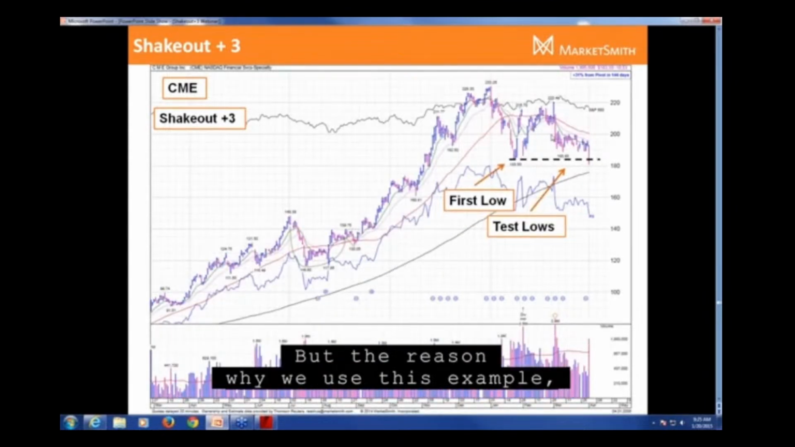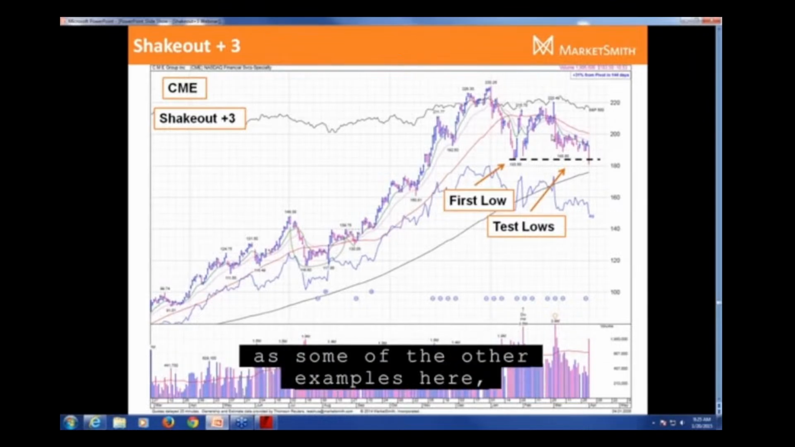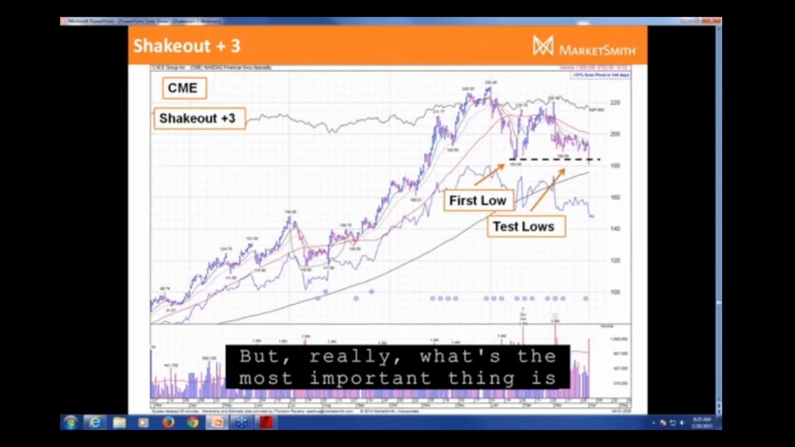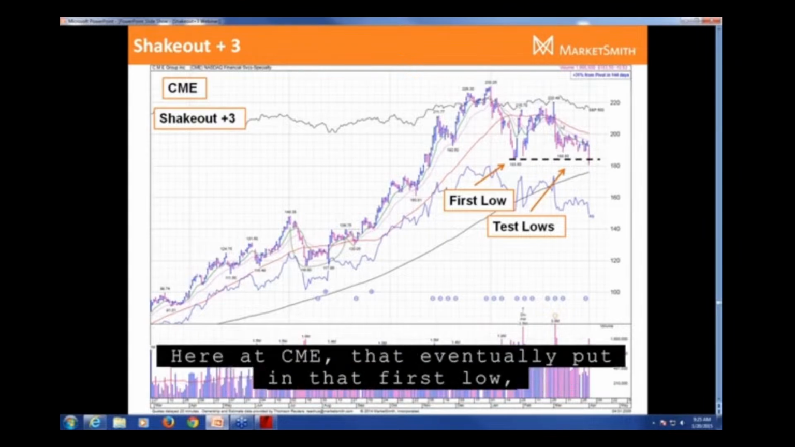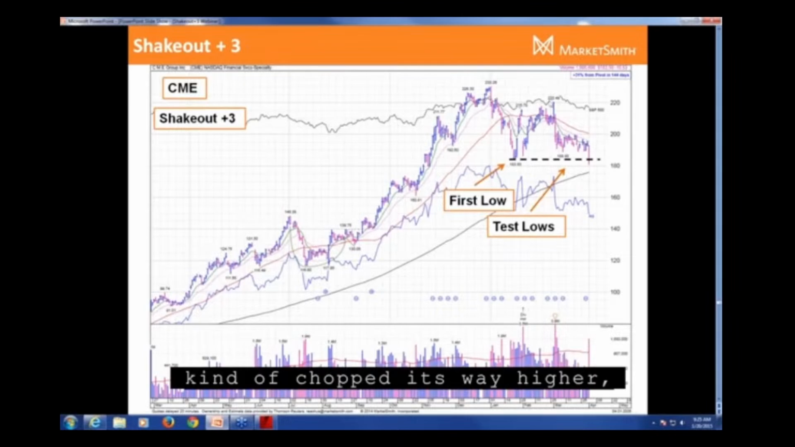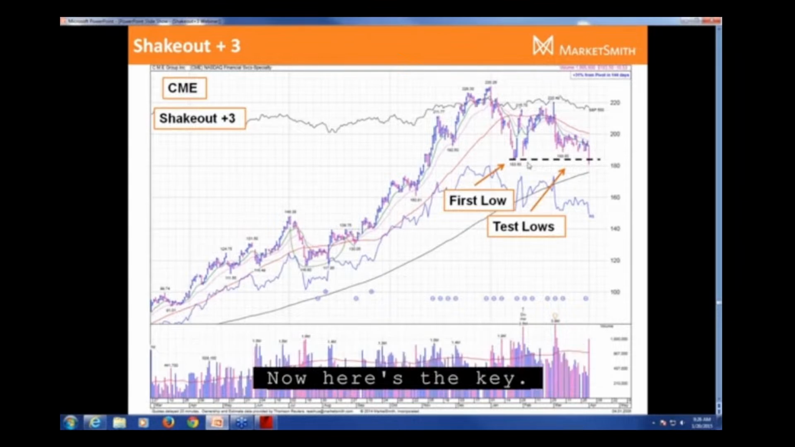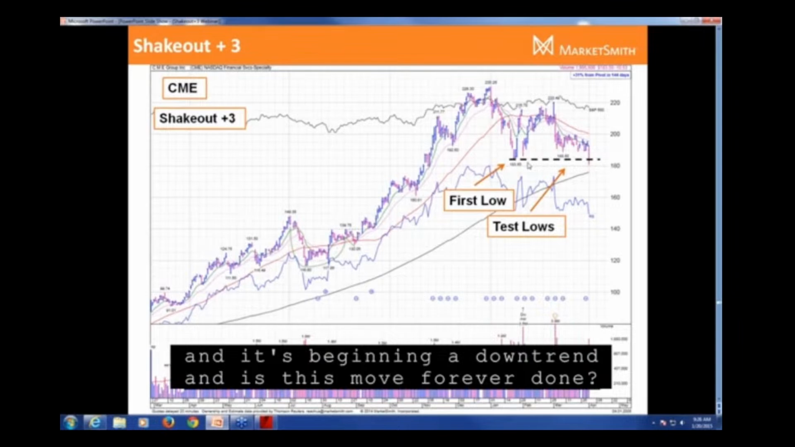But the reason why we use this example is because it's not nearly as clean as some of the other examples here. And as hopefully you guys can see, this is an absolute mess at this point. But really, the most important thing is just to get the concept down. Here's CME that eventually put in that first low, kind of chopped its way higher, and now here it comes back to test the second low. Now here's the key. We're going to get information on it. How does it react to the second low? Does it sell off and go much lower, and it's the beginning of a downtrend, and is this move forever done?